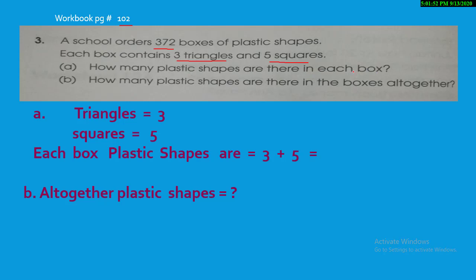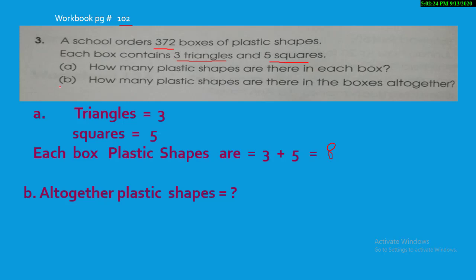This is so simple. They already gave us that each box has 3 triangles, 5 squares. So you will write down triangles 3, squares 5. And each box's plastic shapes are 3 plus 5. That's very easy. 3 plus 5 makes your answer 8. Yes, fill it in. Easy? This word problem is very easy. They even give you the answers and the simple addition. Just 3 plus 5 makes your answer 8.